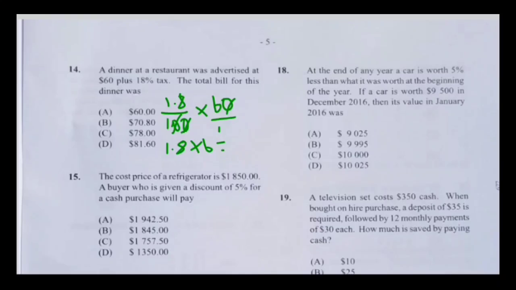So we have 1.8 multiplied by 6, which gives us 10.8. And since this value is added on to our total bill, so we have 60 plus 10.8, which gives us a total value of 70.8. And that is dollars. And our answer would be B, 70.8.